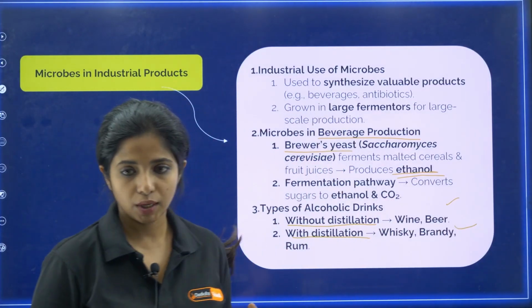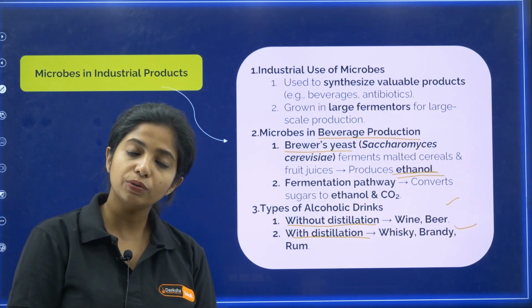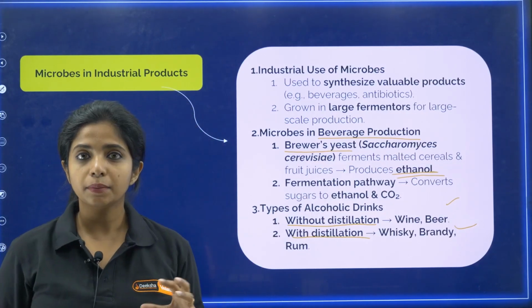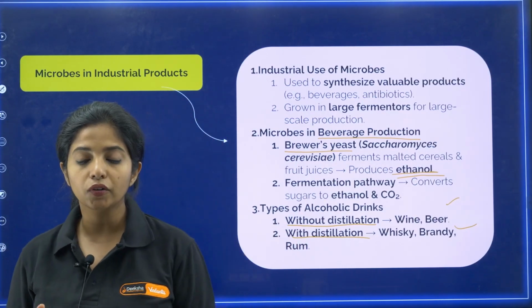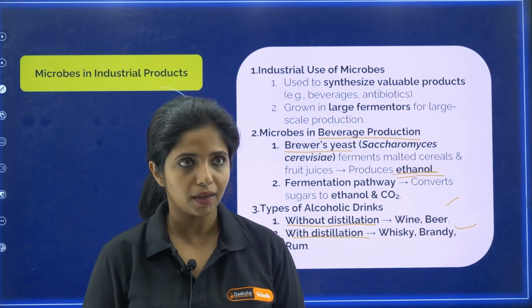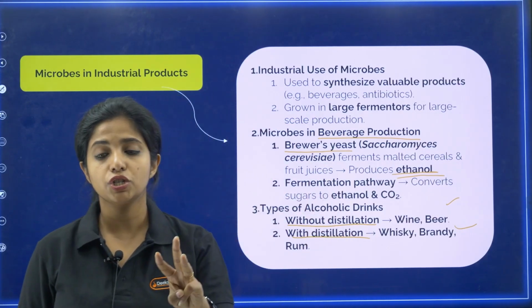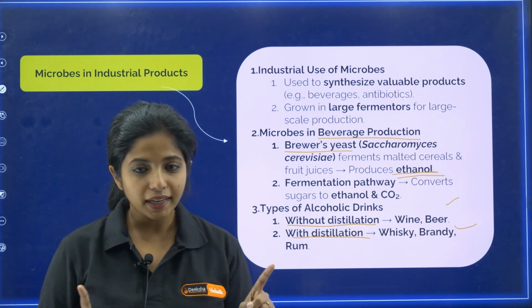Again, a very important question. From this part, you have to remember two things. First, brewer's yeast, that is Saccharomyces cerevisiae, is used to ferment malted cereals and fruit juices, and it gives ethanol, my dear children. Second, the types of alcoholic drinks produced: three with distillation, that is whiskey, brandy and rum, and two without distillation, that is wine and beer.